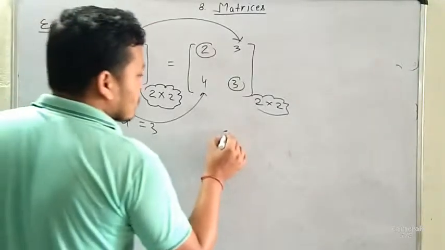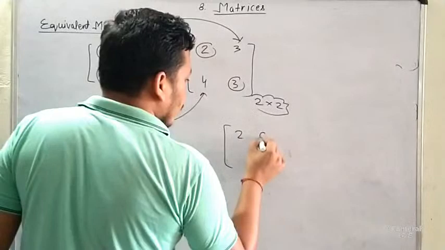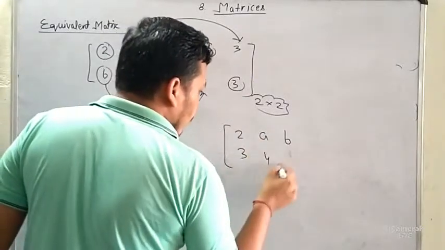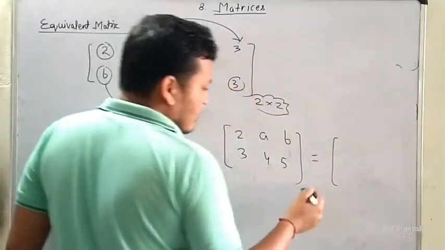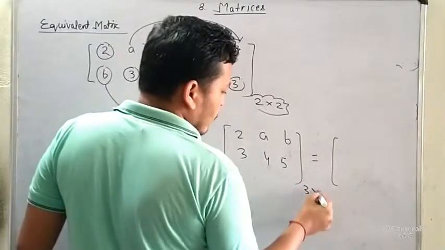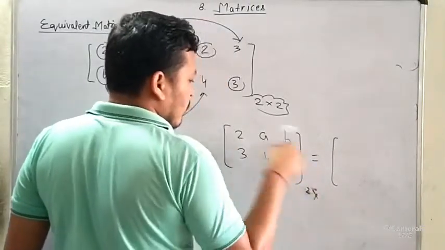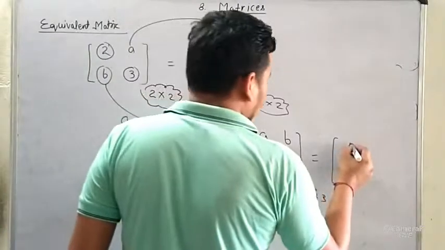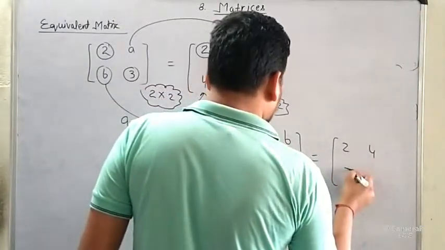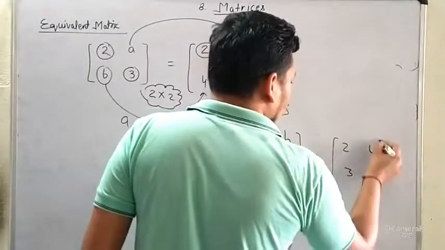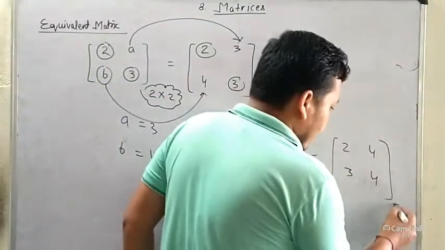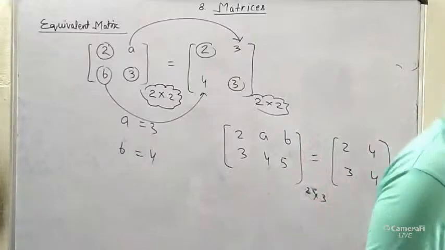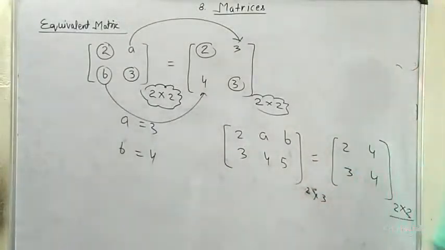Next, if I ask you 2 into A into B and 3 4 5, what is the order of this matrix? First row, second row, so 2 into 3 column. Next it is equal to 2 4 3 and 4. Can you tell me if both are equivalent to each other? Write in the comment section whether both matrices are equivalent, and can you compare the elements of the first matrix with the second matrix? Write your answer in the comment section.